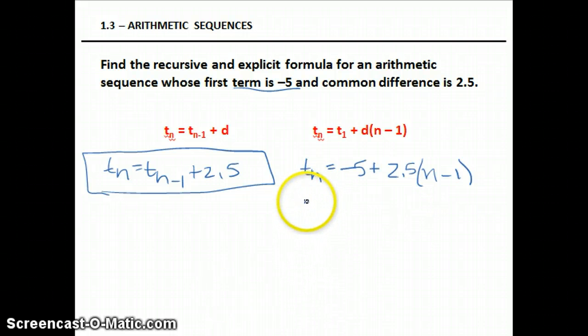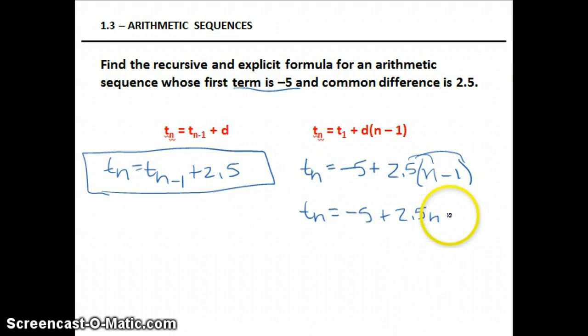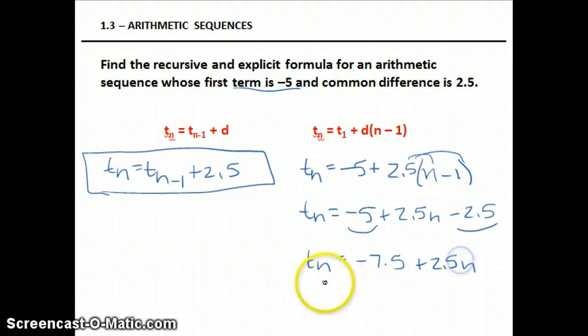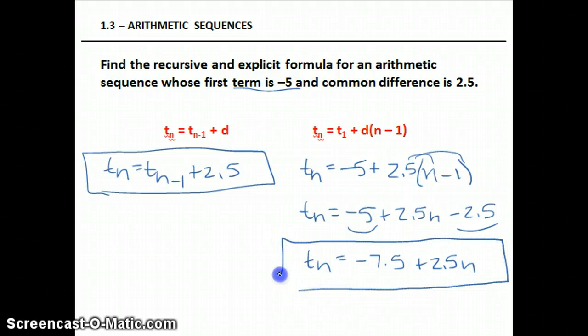So basically, all we have to do is say this. t sub n equals -5. We have to do the distributive property plus 2.5n minus, what's 2.5 times 1? It's 2.5. But we're not done yet, my friends. We have to combine our like terms. -5 minus 2.5 is -7.5 plus 2.5n. That is what we're looking for.